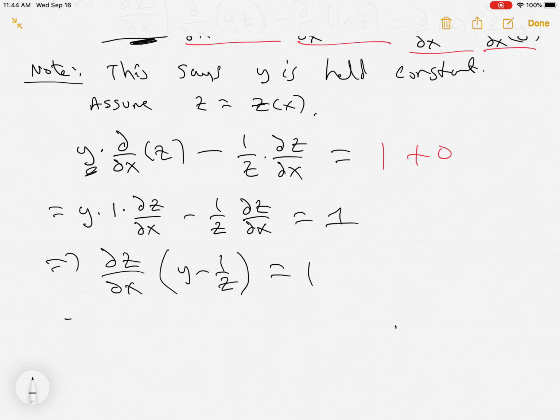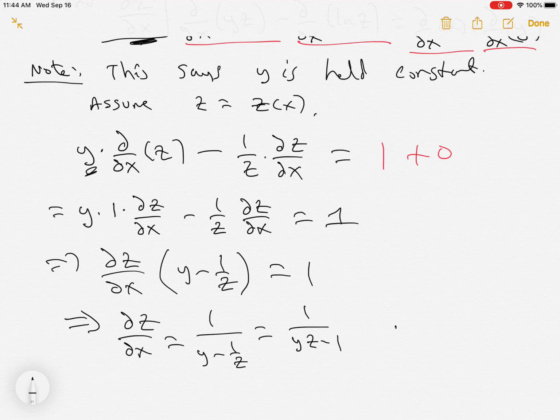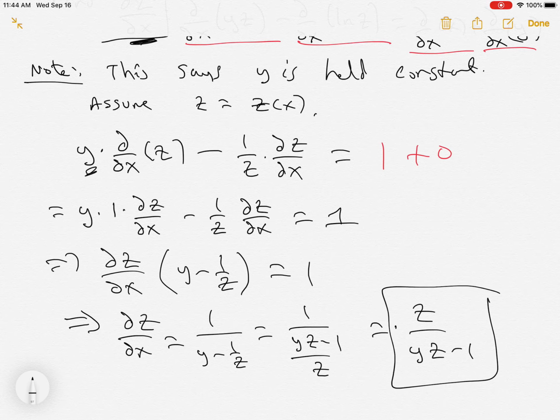Okay. And so that says that dz dx is 1 over y minus 1 over z, which is 1 over, what is that? yz minus 1 over z, which is z over yz minus 1. Okay. And that's the final answer. Okay. So yeah, that's an example. It's a pretty hard one of how implicit works with differentiation. You just have to keep your variables straight in your head, and the chain rule helps a lot.